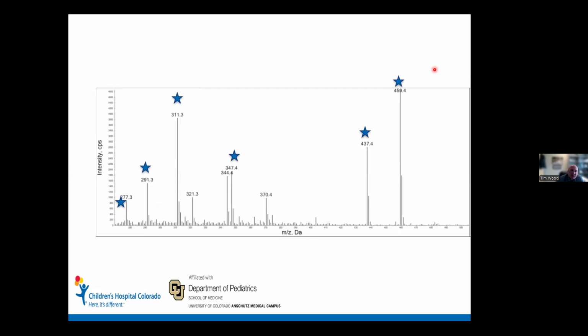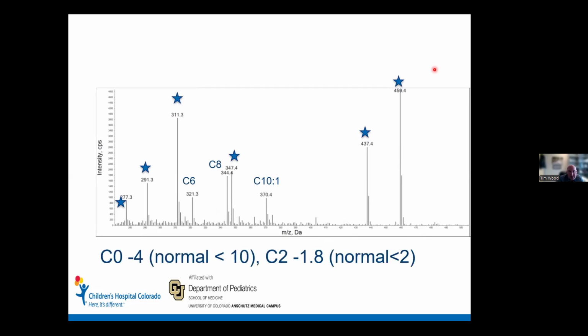So you see the internal standards, the blue stars, are some of the most abundant ions in the spectrum. And then you can see some ions here: C6, C8, and C10-1. So the same analytes we saw earlier. So the question is, does this patient have MCAD? And so this patient does have MCAD, but also has a low carnitine level.